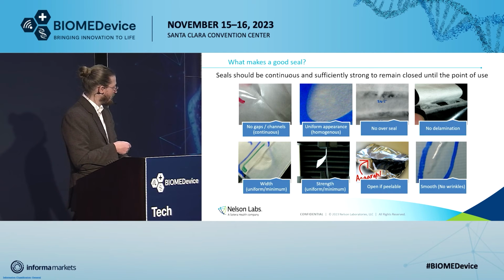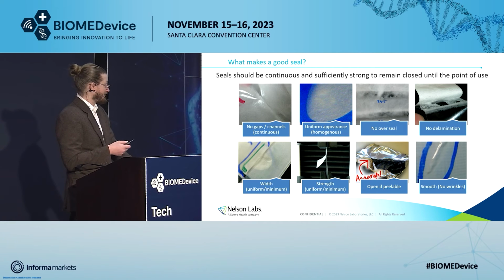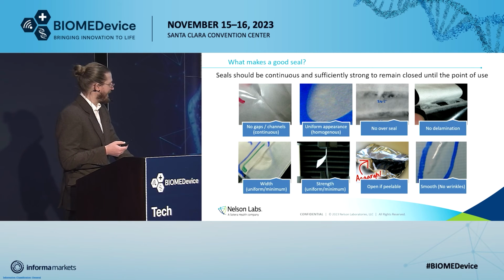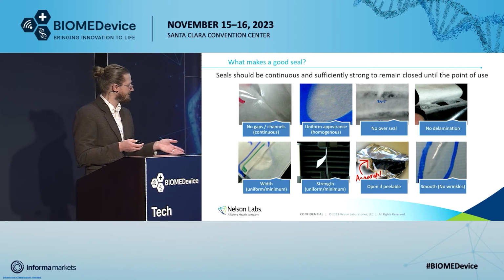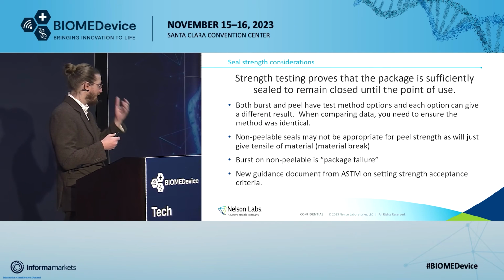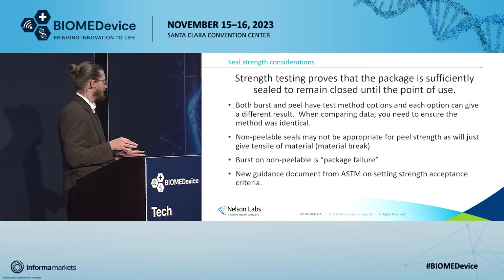You want to make sure that your width is uniform. It has to be sufficiently strong. It's not just going to fall open against the weight of whatever's in it. You actually have to be able to peel it open if it's meant to be peeled. And then, like we mentioned earlier, it's got to be a nice, smooth seal, no wrinkles that can introduce those defects. So seal peel and burst testing are your two main tests that you evaluate seal strength with.